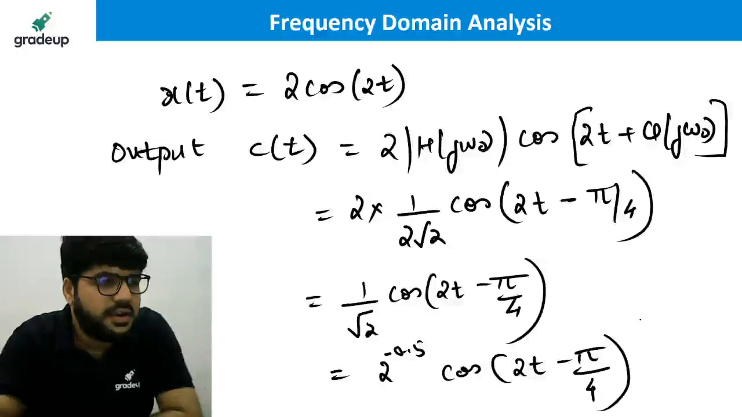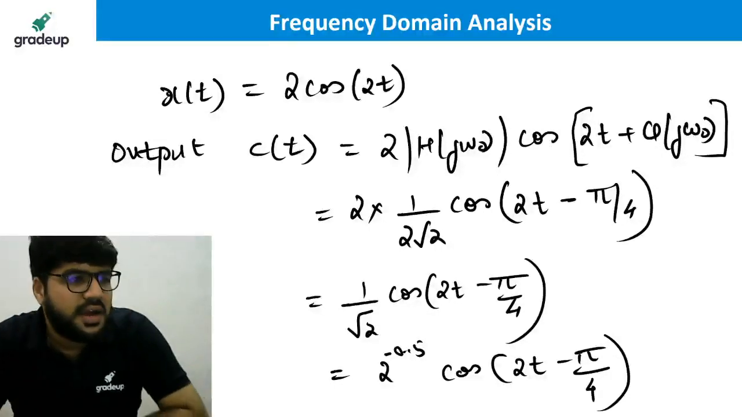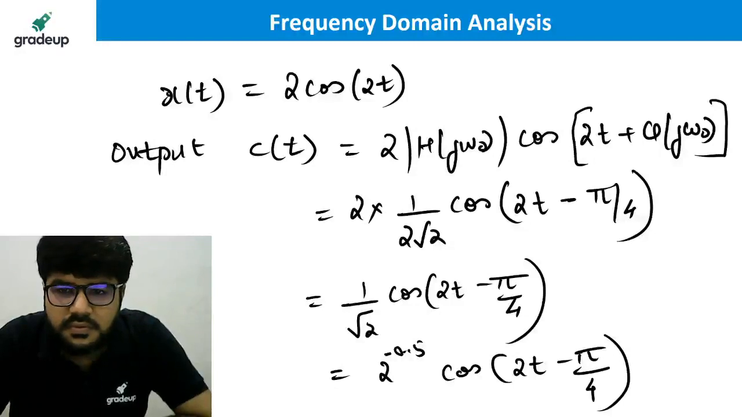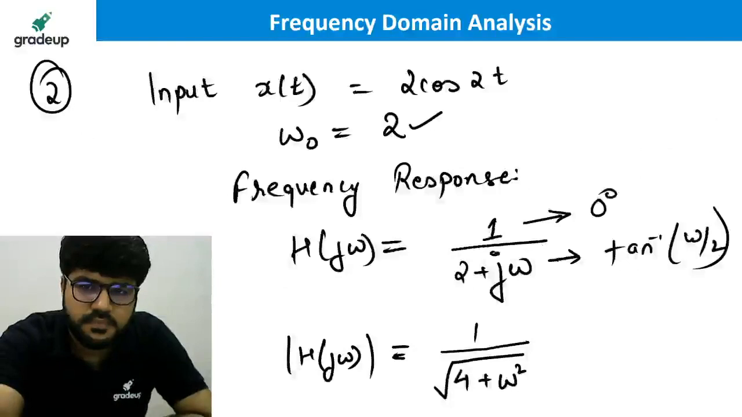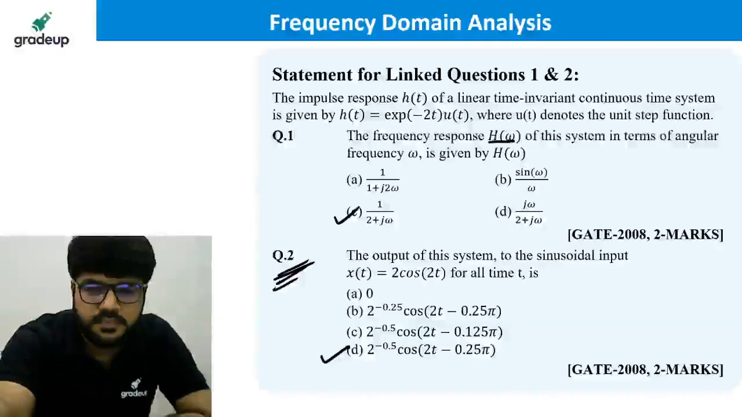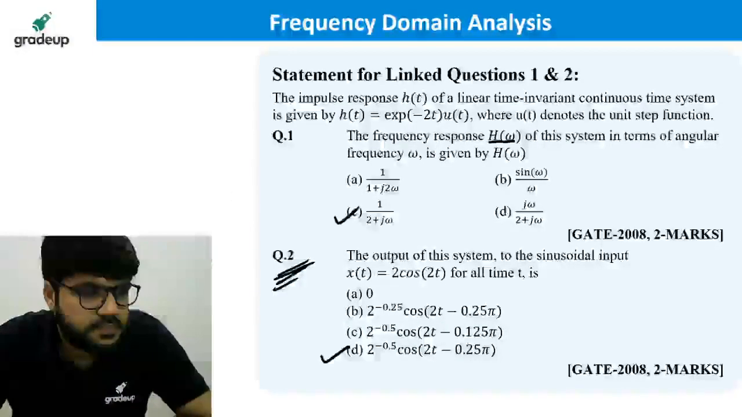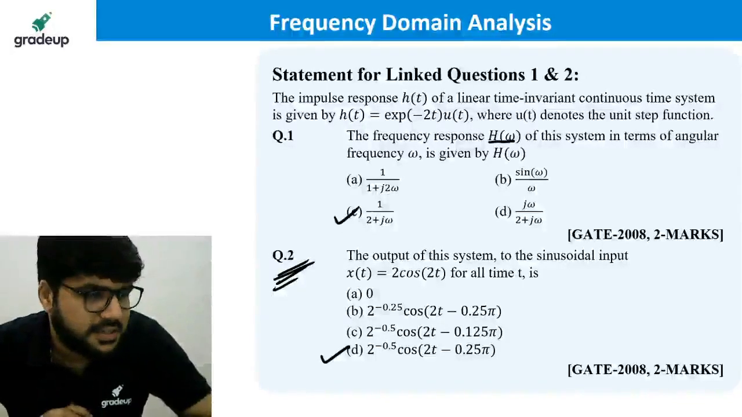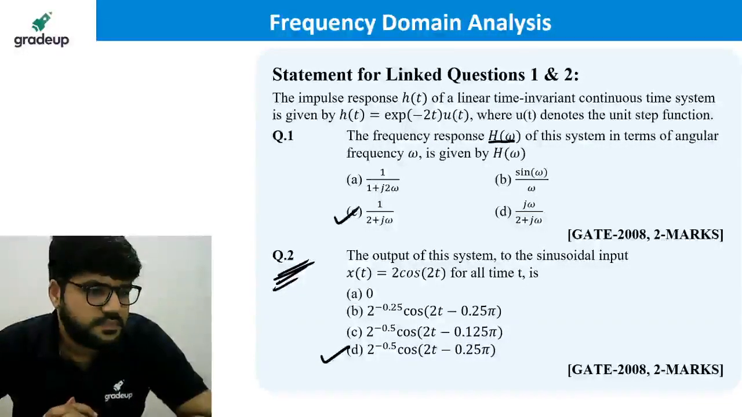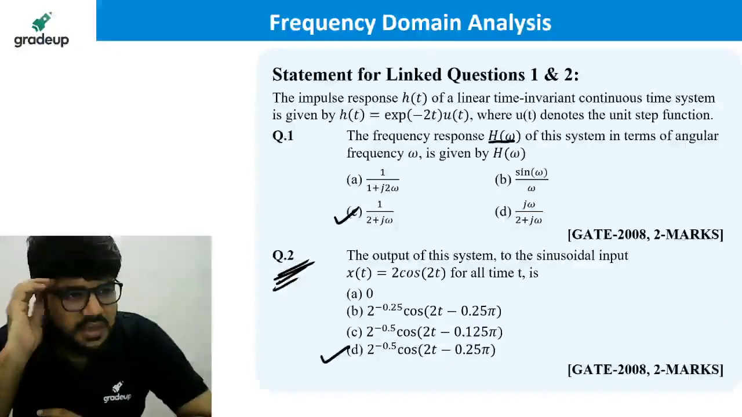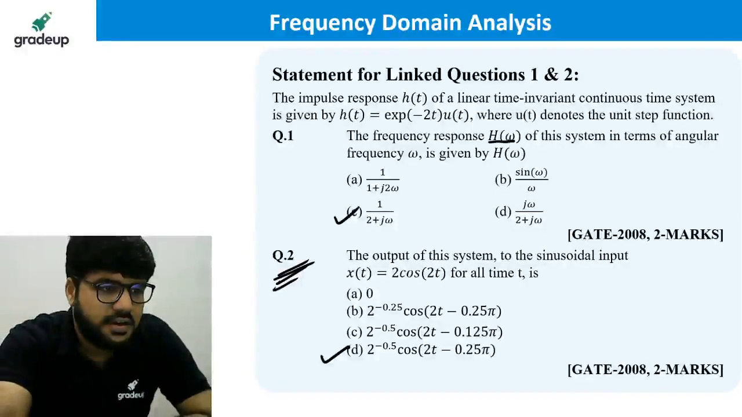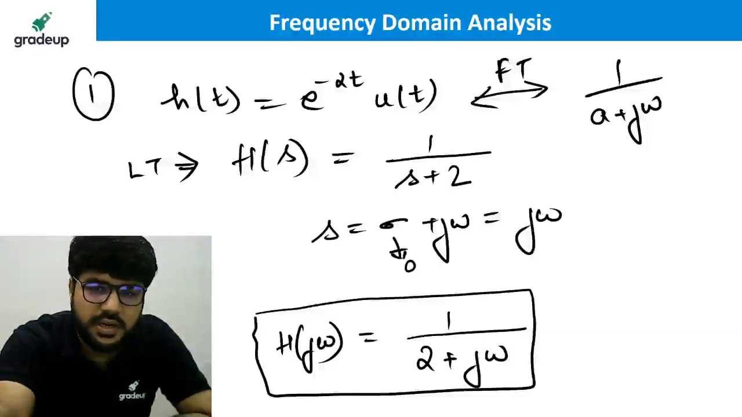Okay, got it? So any confusion, Girish, Aruna and Ramprasad? It is not 0. So option number D, 2 power minus 0.5 cos 2t minus pi by 4. Yes, option number D, final answer for question number 2. No, Suman, it's going to be very time consuming. No need to go for that.